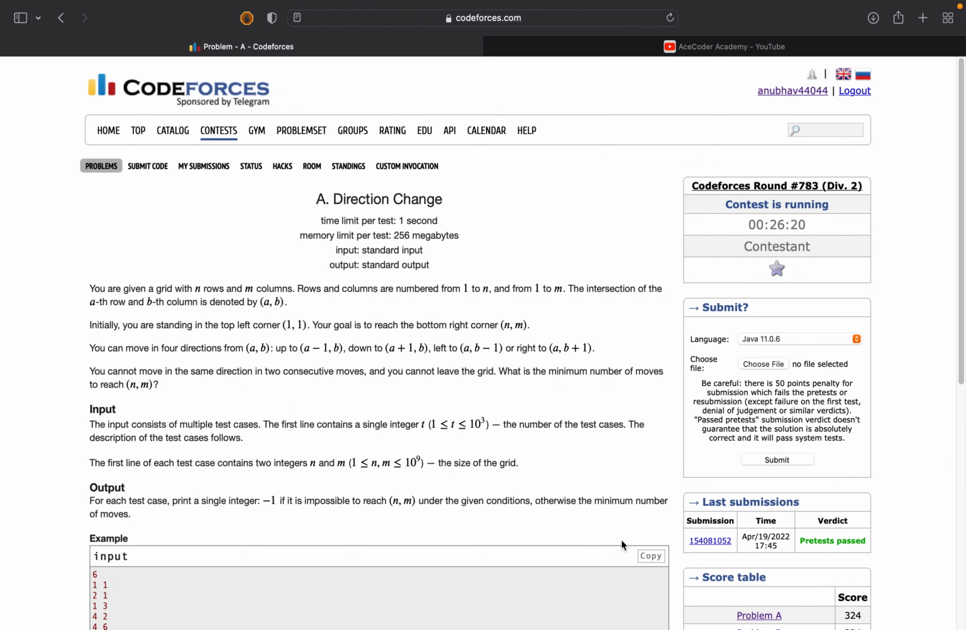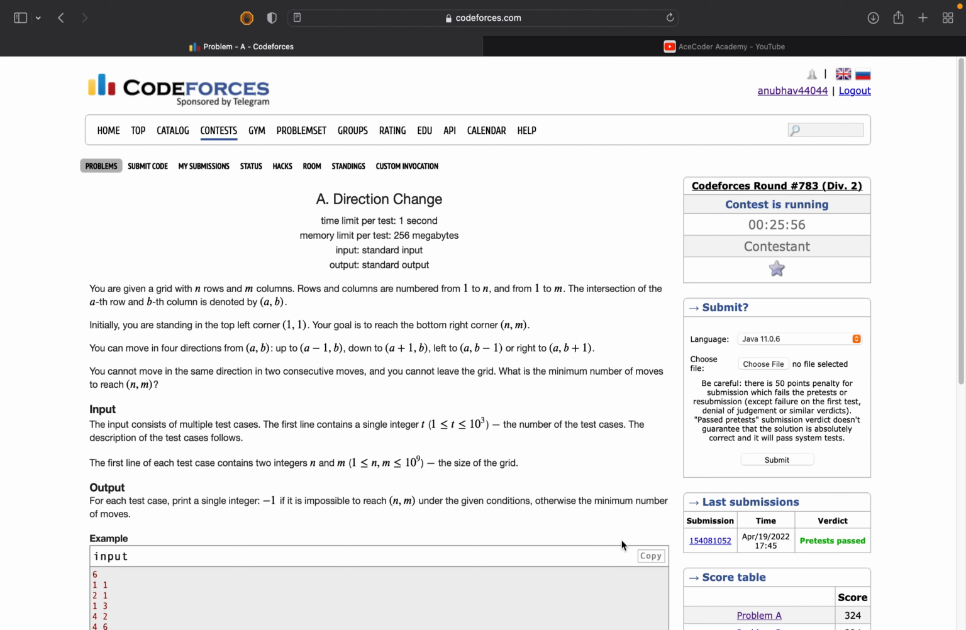So today we will be discussing this problem from the Codeforces round 783, which is direction change. So let's look at what the question tries to say. We are given n rows and m columns, and the rows are numbered from 1 to n, and the columns similarly 1 to m. And any intersection of the ath row and bth column is denoted by a comma b.